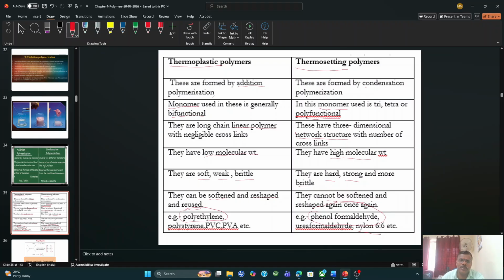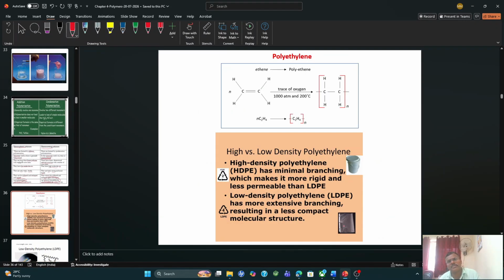The best examples are polyethylene, polystyrene, PVC, PVA for thermoplastics. For thermosetting: phenol formaldehyde, urea formaldehyde, melamine formaldehyde, and nylon 66. Now we will go to the preparation of a few individual polymers. The first one is the fundamental polyethylene. So we start with ethylene and end up with polyethylene. What is ethylene? CH2 double bond CH2.